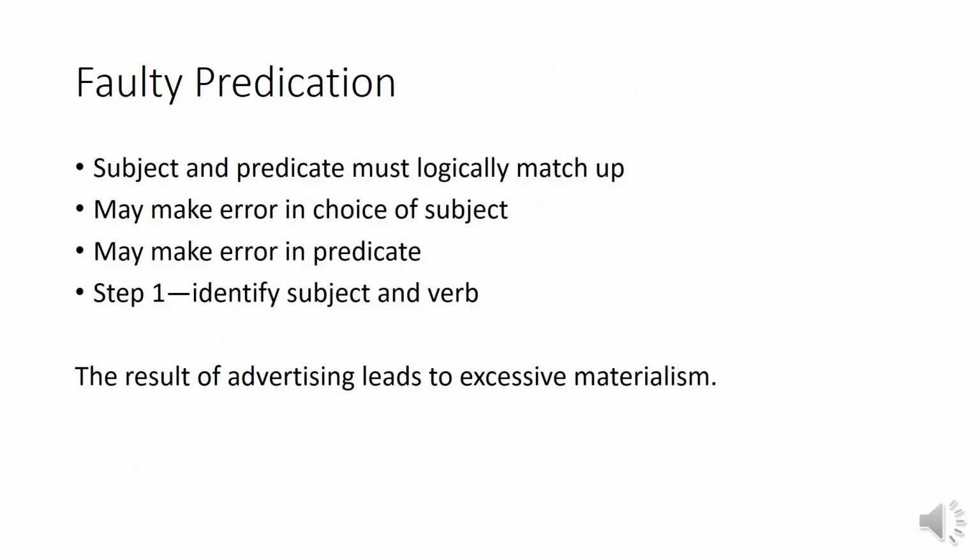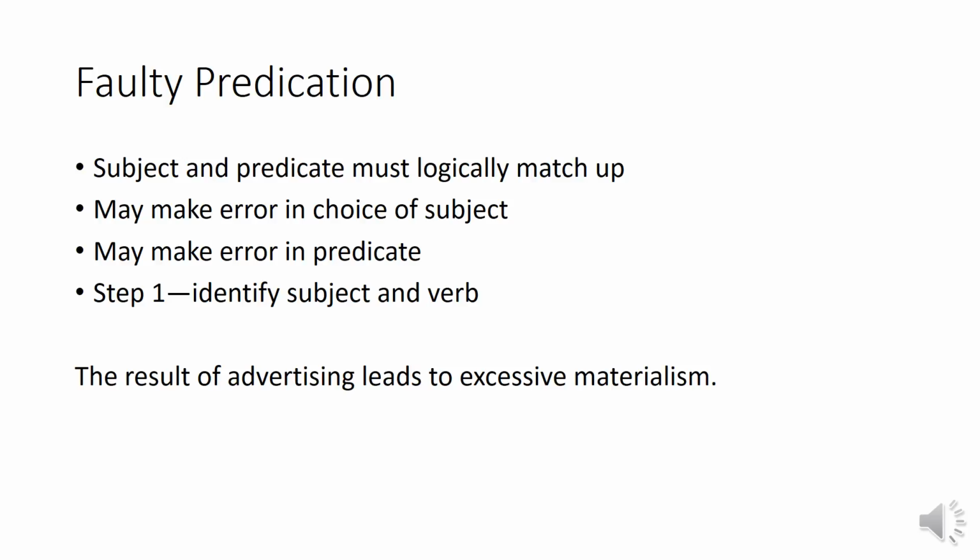Errors with predication are called faulty or illogical predication, and they occur when the subject doesn't logically match up with the predicate. Perhaps we've chosen the subject poorly, or perhaps our predicate is poorly expressed. Take a look at this sentence. The result of advertising leads to excessive materialism.